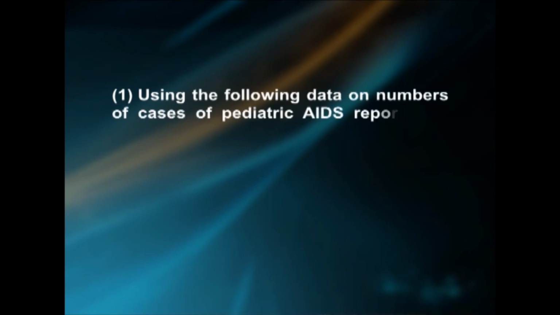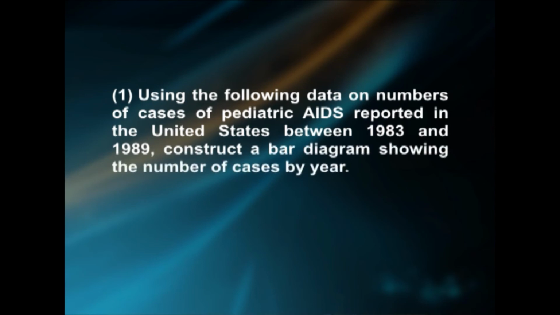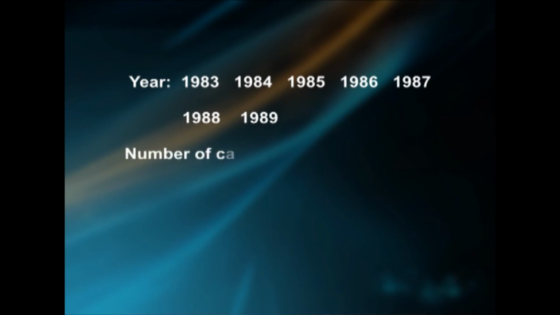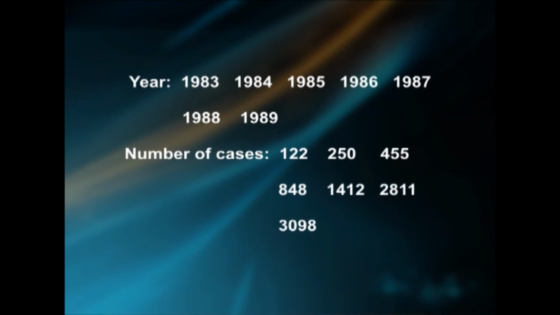Question 1. Using the following data on the number of cases of pediatric AIDS reported in the United States between 1983 and 1989, construct a bar diagram showing the number of cases by year. Years: 1983, 1984, 1985, 1986, 1987, 1988 and 1989. Number of cases: 122, 250, 455, 848, 1412, 2811, 3098.